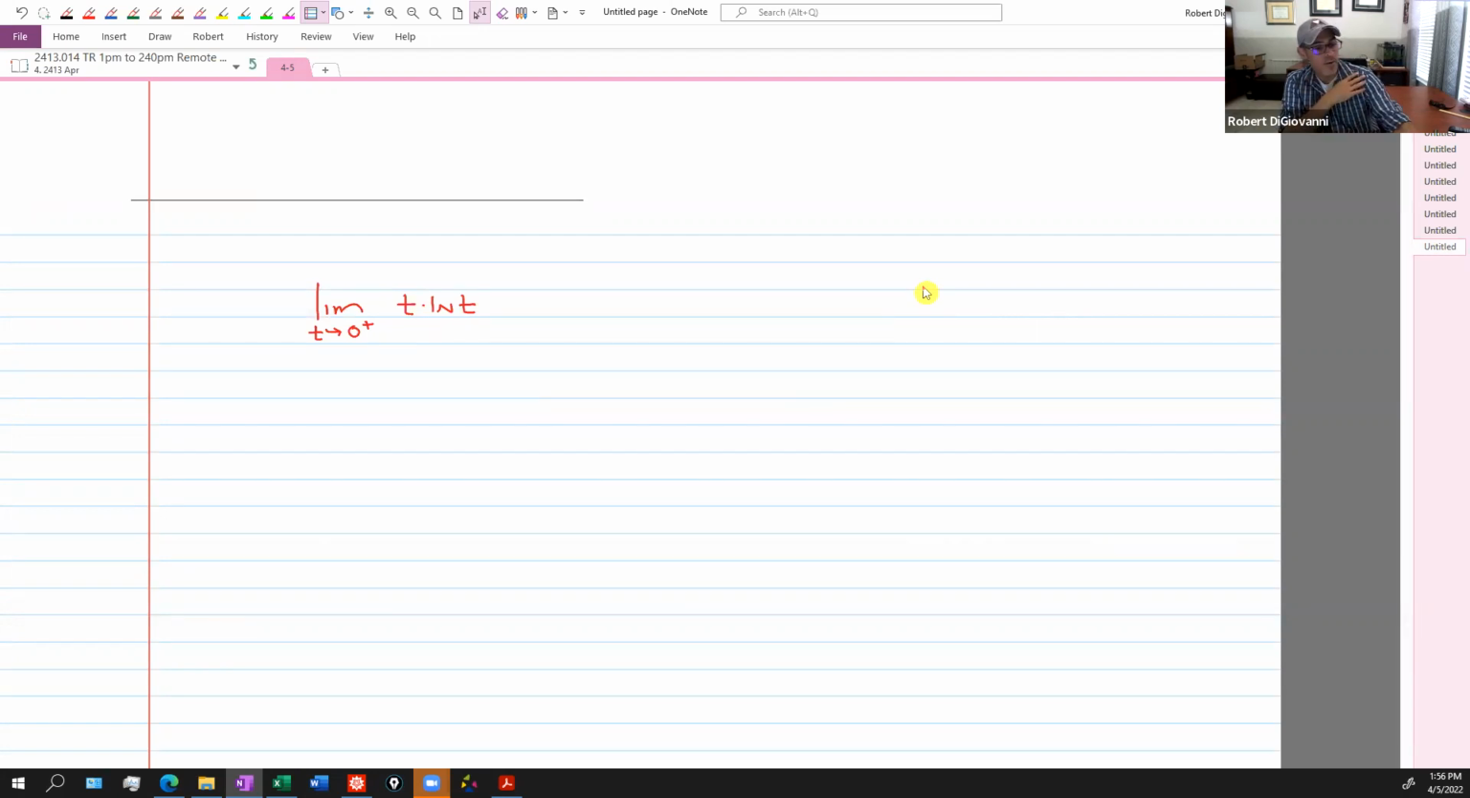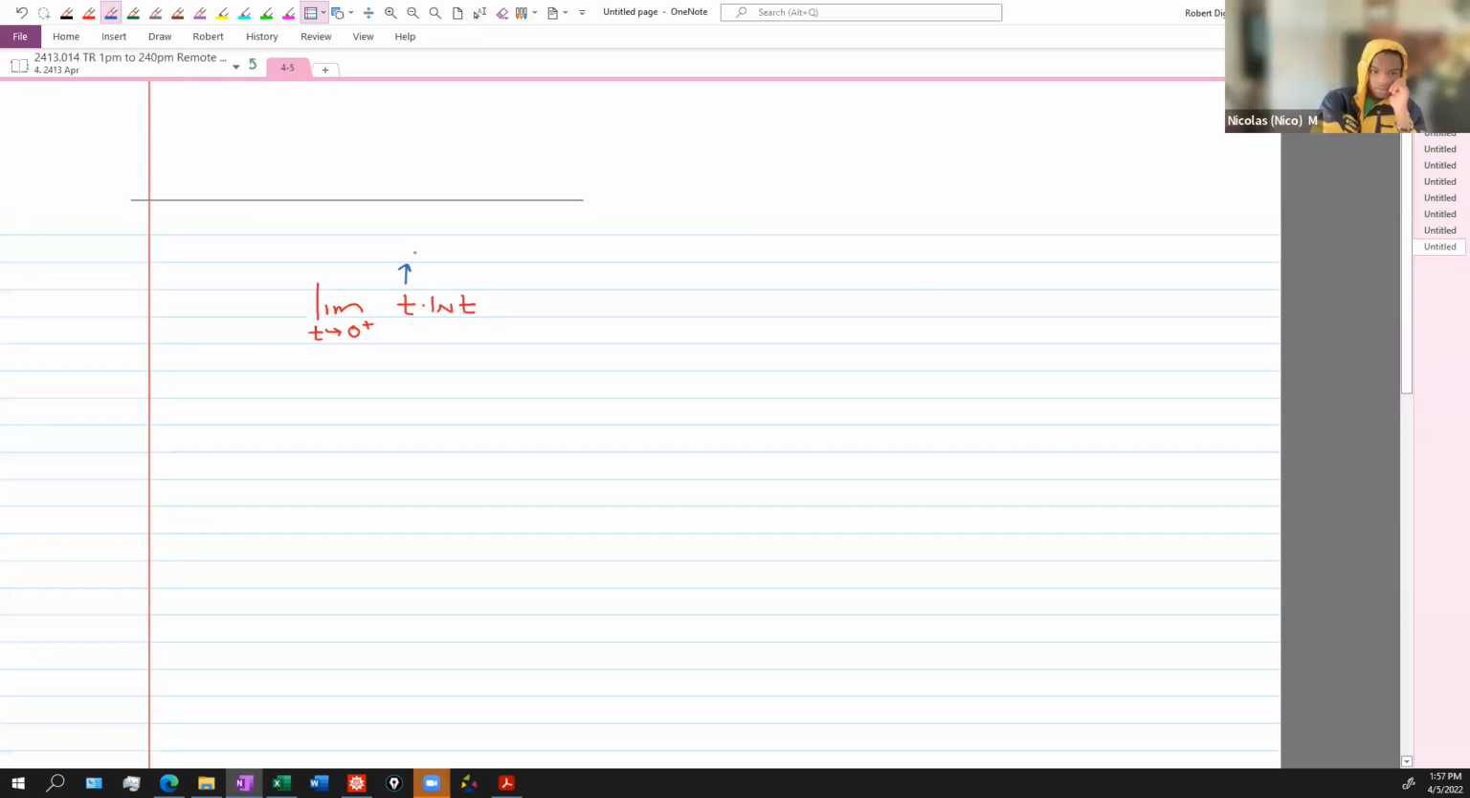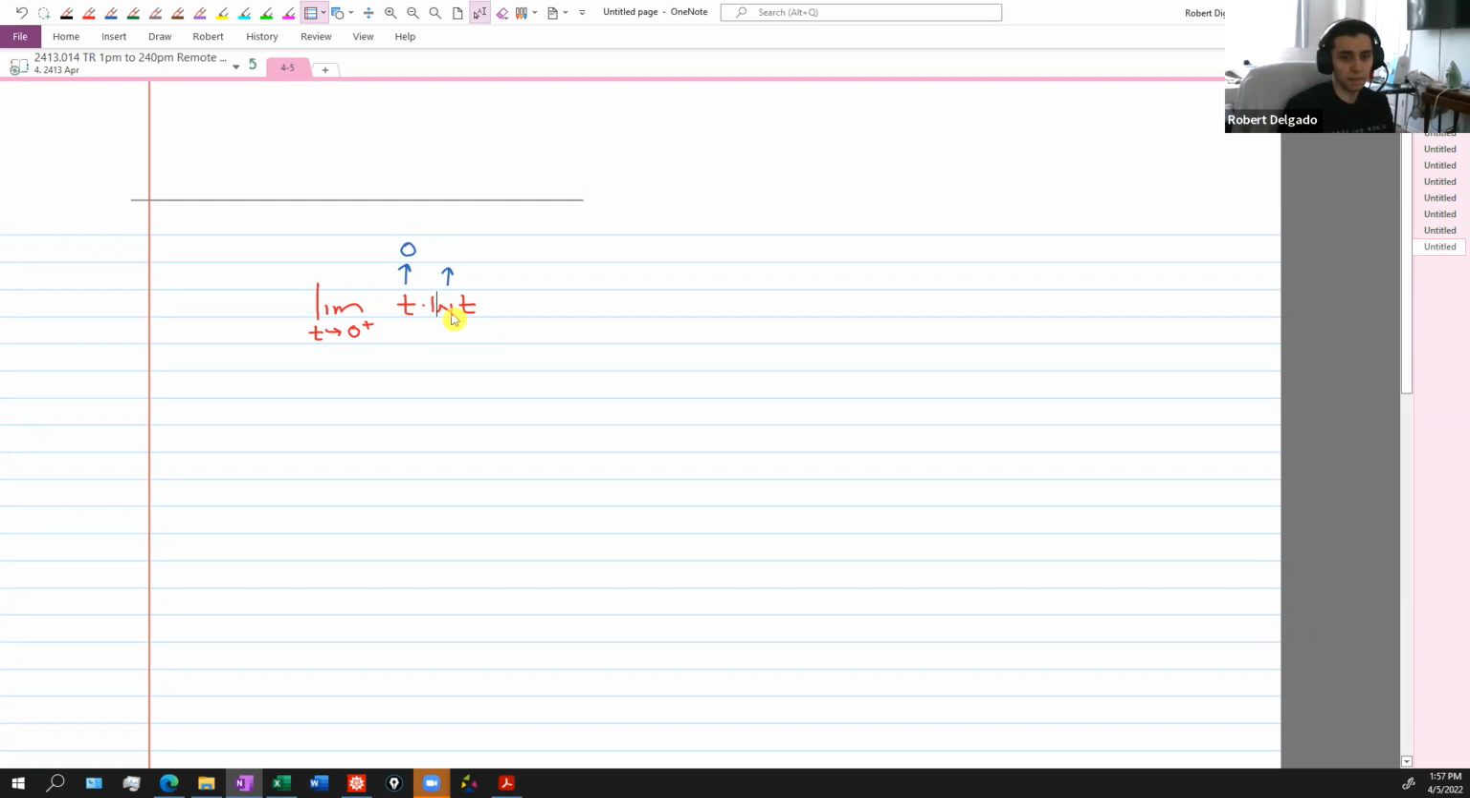All right, so let's talk about what's happening here. This is headed where? t is headed to 0, times natural log of 0. We're approaching 0 from the right. So what does the natural log function do as you approach 0 from the right? Negative infinity. Yep. So now you get to pick one and drop one.